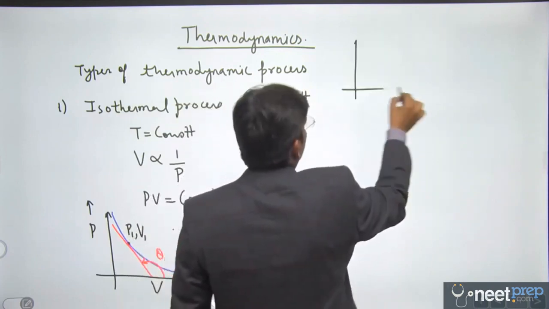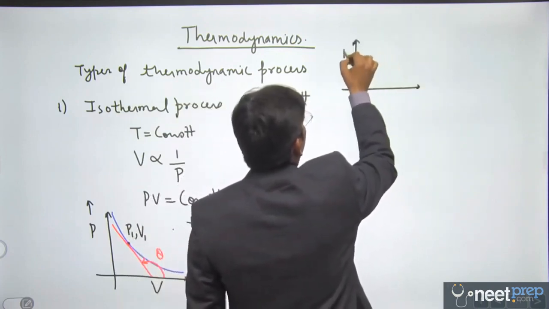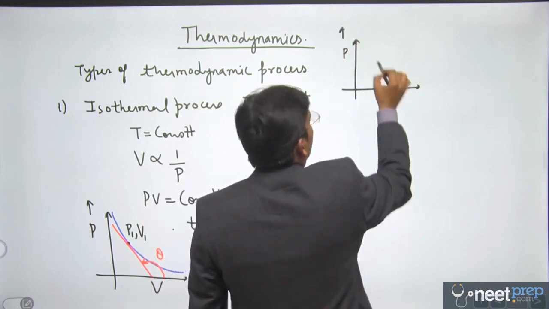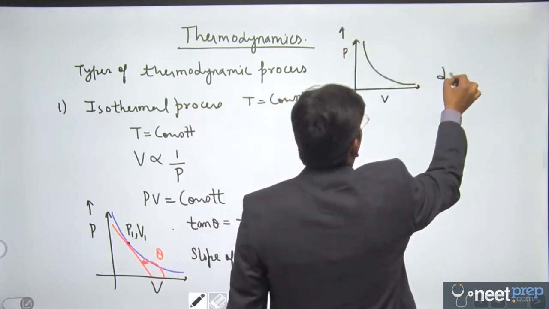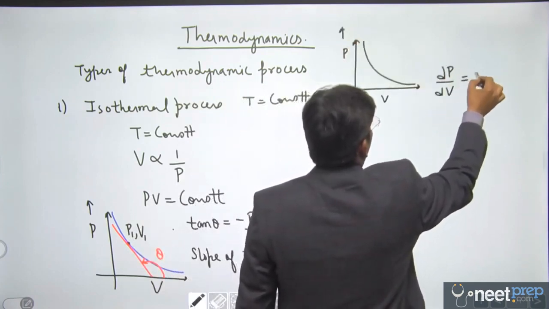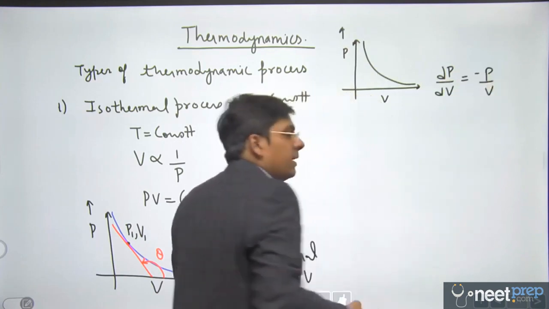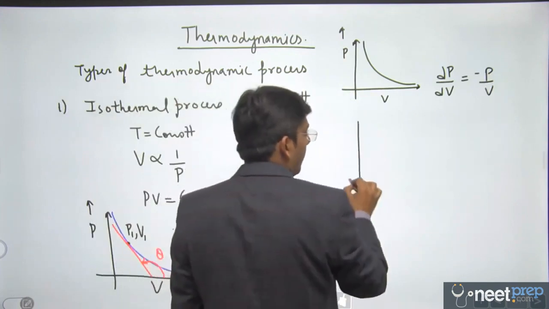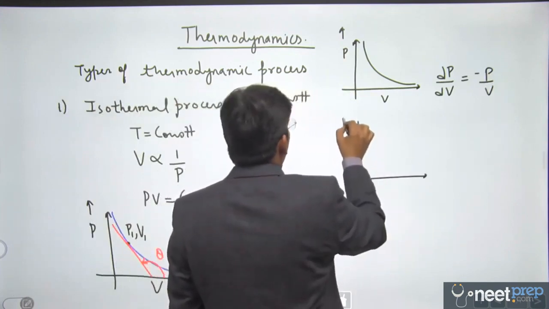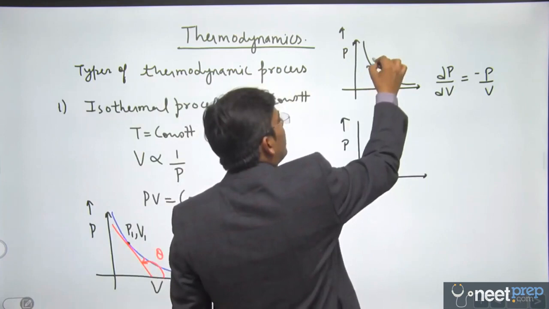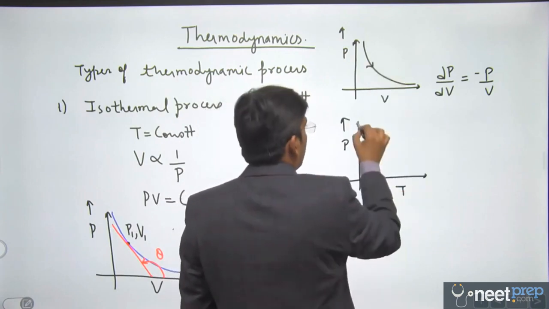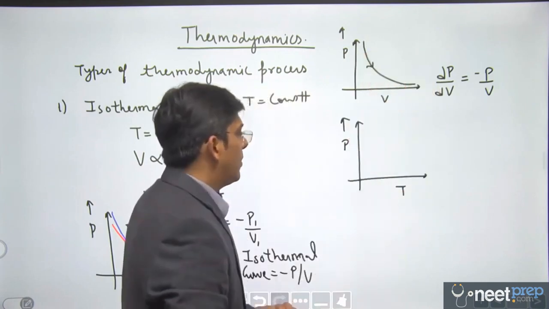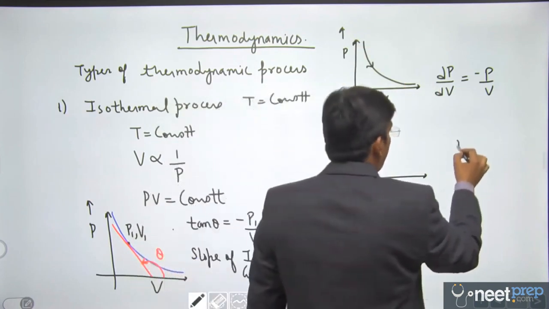See, dear students, we have already discussed that the PV graph for an isothermal process is hyperbolic, and the slope of this graph is actually minus P by V. Now let us draw the PT graph for the isothermal process, pressure versus temperature graph. Let us consider that volume is increasing and pressure is decreasing. Now what do you expect the slope of the PT graph to be?